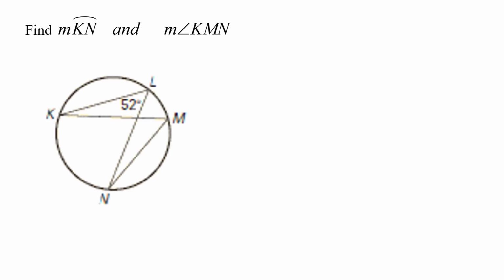So looking at our last example, we want to find the measure of arc K to N. So that's K to N here. And it looks like K to N is intercepted by angle L. So yet again, we know that angle L, since it's formed by two chords, the angle has to equal 1/2 of the arc.